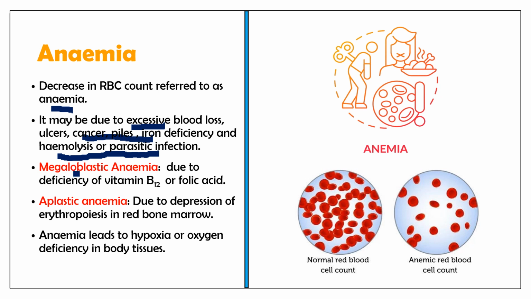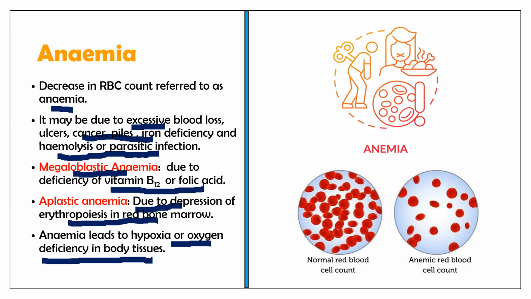First is megaloblastic anemia, that occurs due to the deficiency of vitamin B12 or folic acid, and another one is aplastic anemia, that occurs due to the depression of erythropoiesis in the red bone marrow. And anemia leads to hypoxia, or oxygen deficiency, in the body tissues. That's why anemic patients are always restless and always tired.